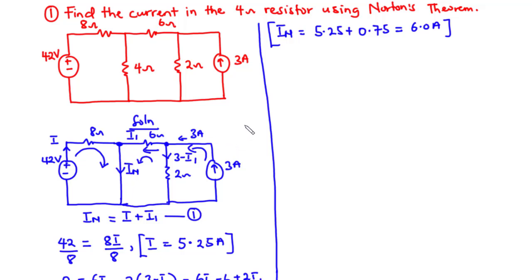Next, we are going to find Rn, which is the Norton's resistance. To find Rn, we are going to deactivate the internal sources, or better still the independent sources. We are going to short circuit the voltage source and open circuit the current source. So let's redraw the circuit with the independent sources deactivated. So we have the 42 volts short circuited. We have 8 ohms.